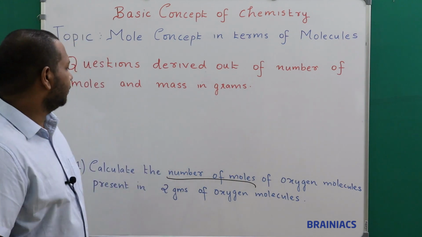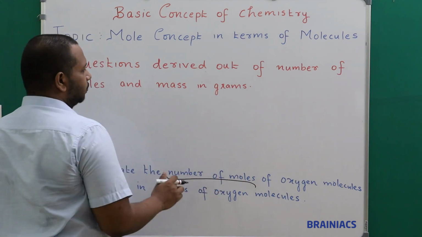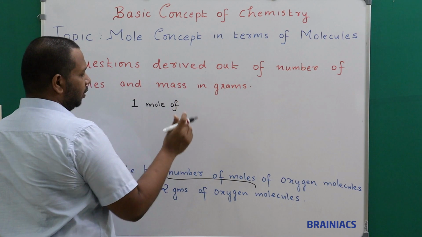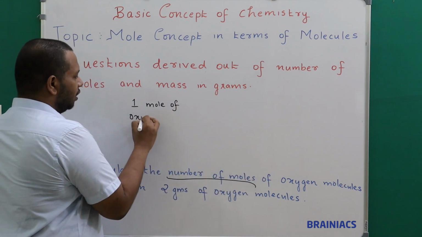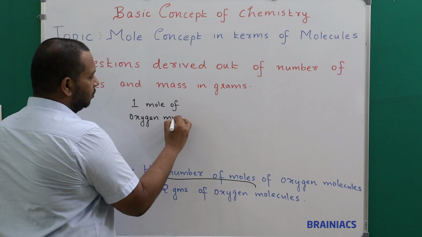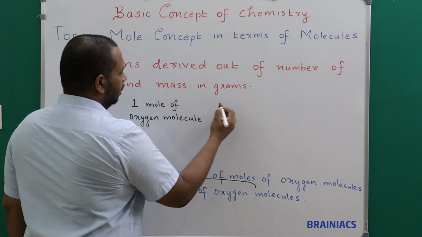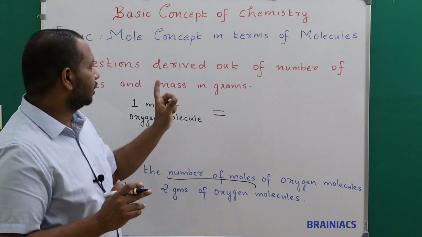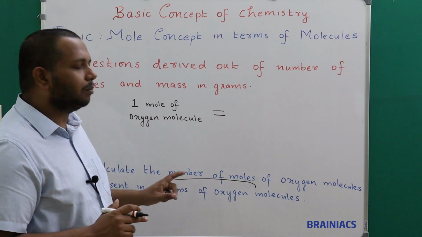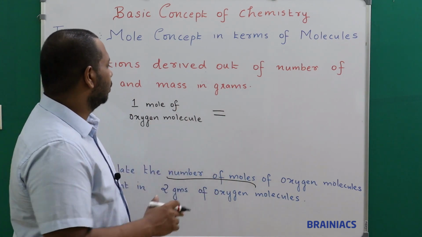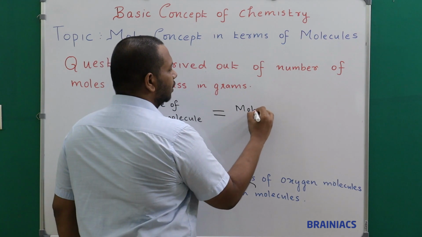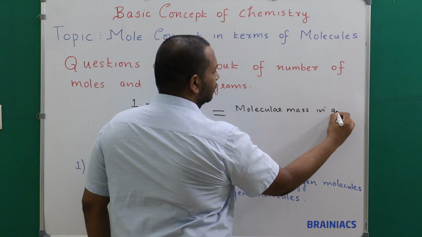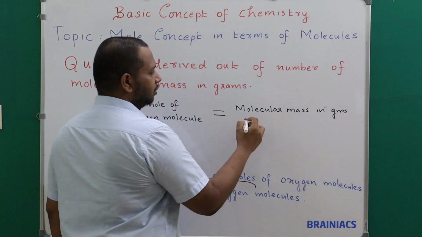Correct. So tell me, what is the fundamental relationship? We know that with respect to number of moles, we know the fundamental relationship. 1 mole of any molecule, here which is the molecule? Oxygen. So I can write 1 mole of oxygen molecule has a mass of, okay, because I don't want to relate between the number of molecules here. Here the relation between number of moles and mass in grams. So I know 1 mole of oxygen molecules is equal to molecular mass in grams.